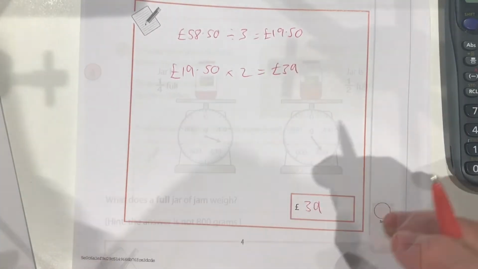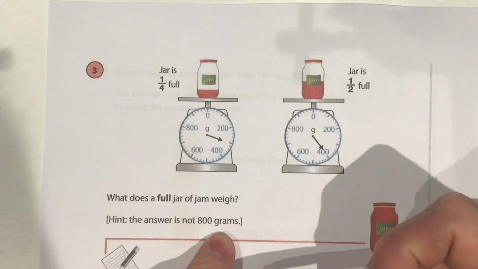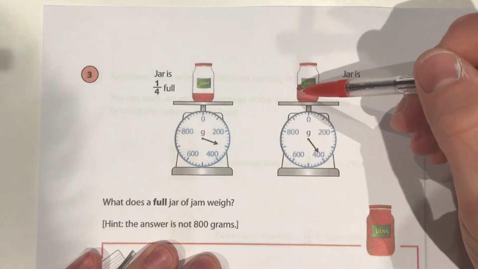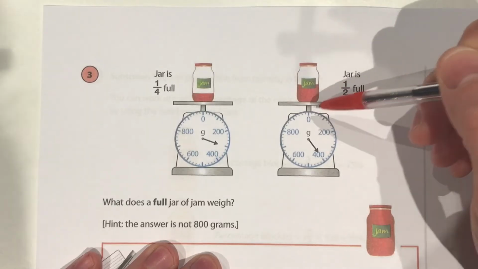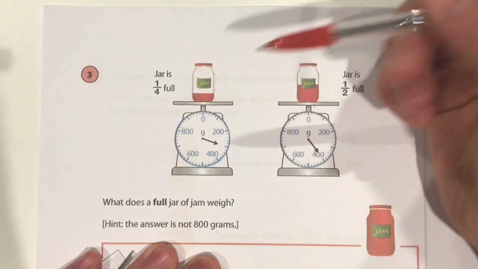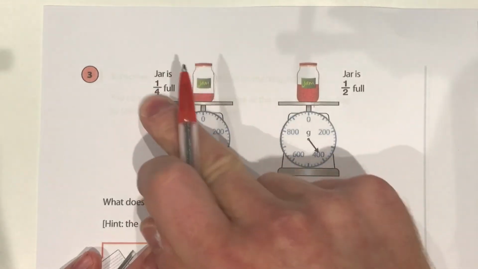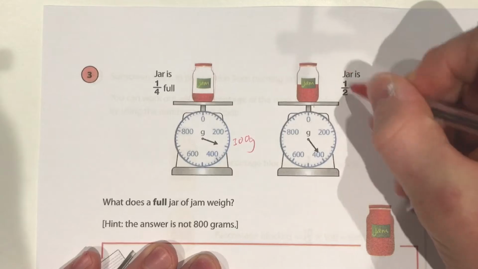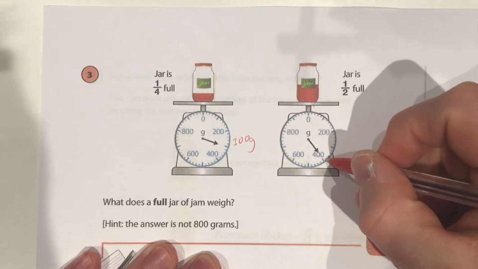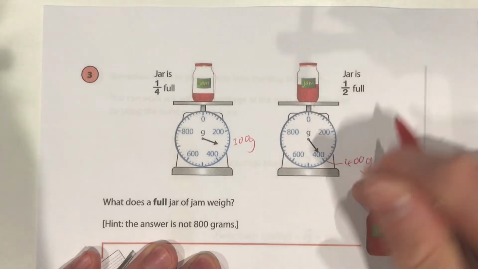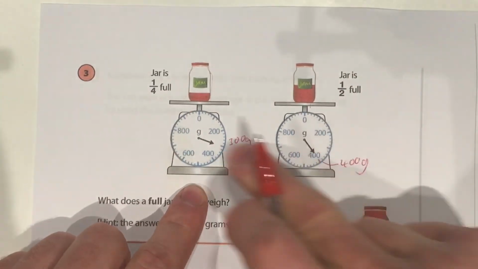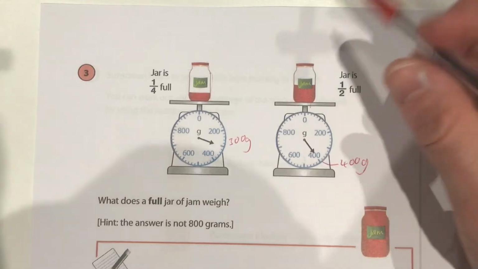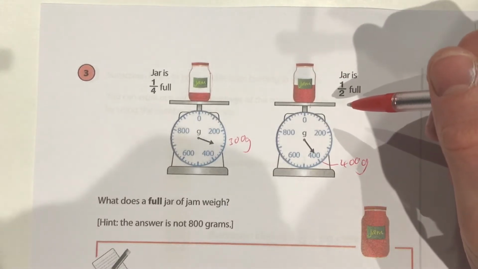me. Okay, now the hint here saying it's not 800 grams, you've got to remember you're going to have jam inside the jar, but you're also going to have the weight of the jar as well. So quarter may equal 300 grams and half is equal to 400 grams. Although it's half full, what we can actually do is now find out how much a jar will actually equal.